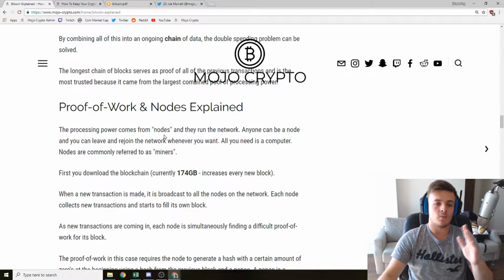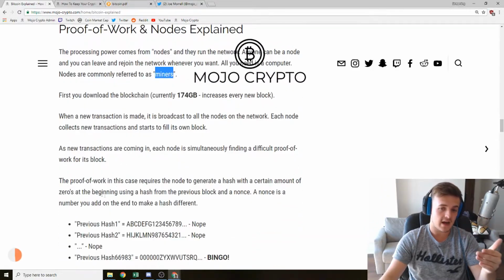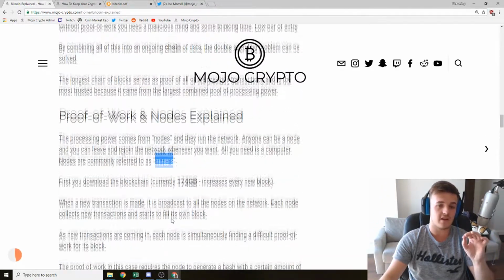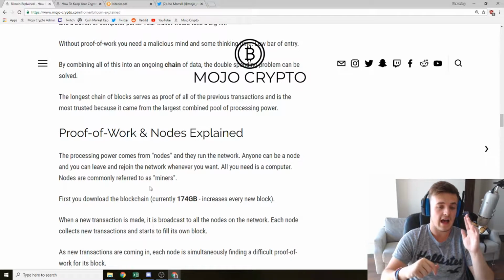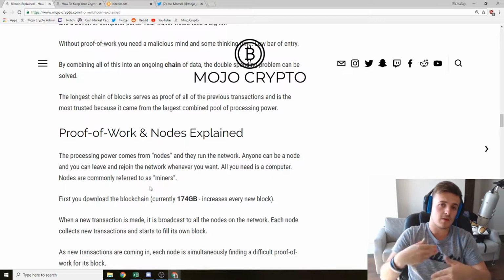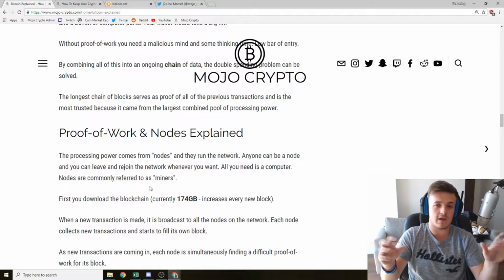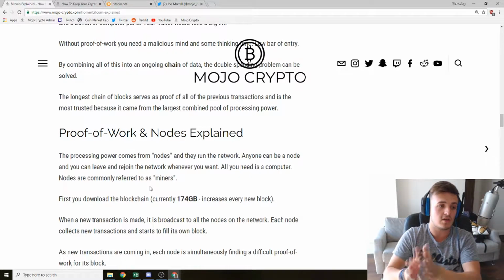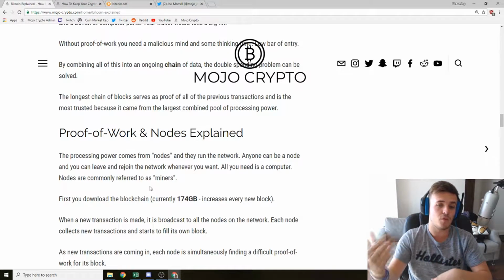What nodes are commonly referred to as is miners. The analogy for miners comes from this; down here I explain where the miners come in, so we'll dive into that in a minute. So nodes are basically known as miners. Nodes are the official term, but most of the Bitcoin community and the crypto community call them miners rather than nodes, because miners sounds cool. Miners are basically computers that are running the network. Nodes, miners, and computers are all the same thing, and they're running the network.